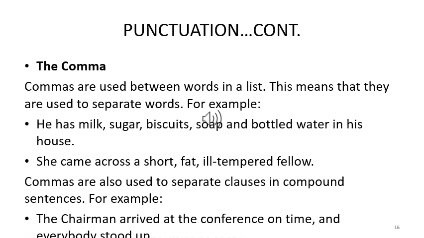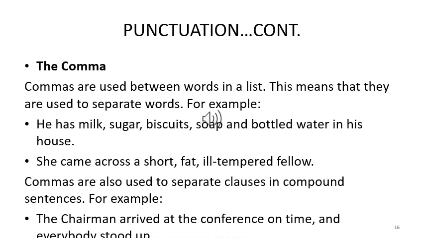Commas are also used to separate clauses in compound sentences. You know, you can have dependent clauses and independent clauses. When you have more complex sentences, you could have more than one independent clause, more than one dependent clause. So between these clauses, when you have a clause and you are going to write another clause, you put a comma there. The chairman arrived at the conference on time, comma, because that's one clause, and everybody stood up. So even though you have an and here, you are putting a comma so as to separate the two clauses.